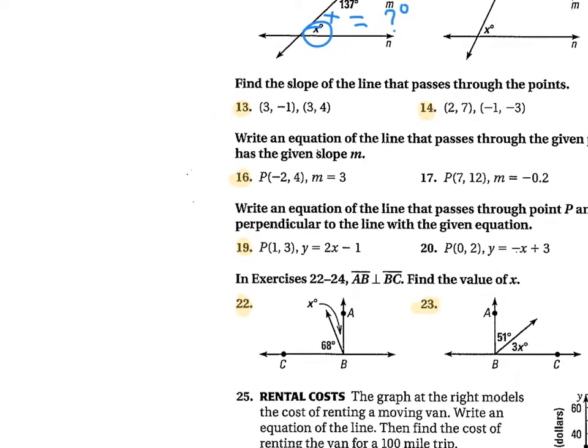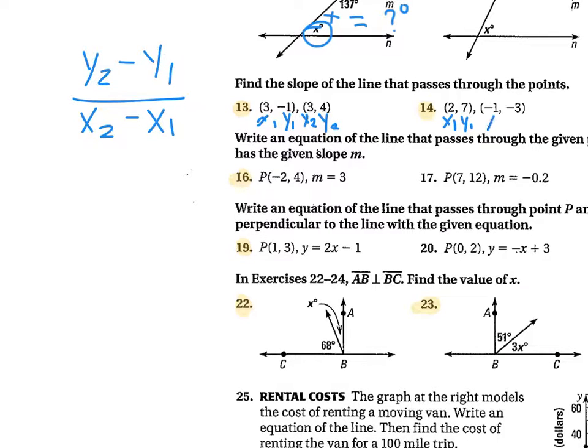13 and 14, we want to find the slope. So remember your equation, y2 minus y1 over x2 minus x1. And remember, label your points. There's x1, y1, x2, y2. Do the same thing on number 14. Okay, plug them in. Use the red calculator to help you reduce the fractions too. And if you need any help, let me know.